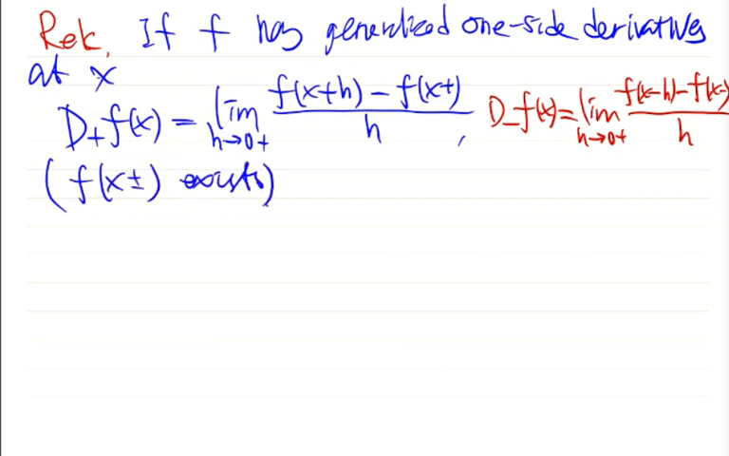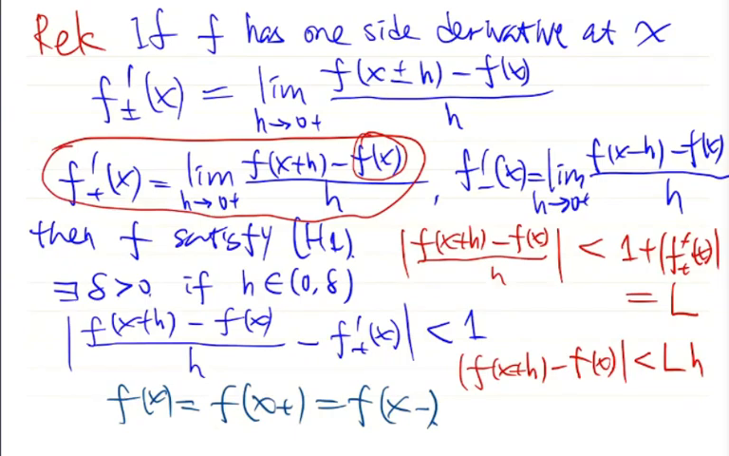That is, f has one-sided limits at the point x and also has one-sided derivative at the point x. The one-sided derivative is defined using these two limits. Okay, then exactly the same proof. Exactly the same proof here. The only difference is that here f(x) is not f(x), it is the one-sided limit of f at x.